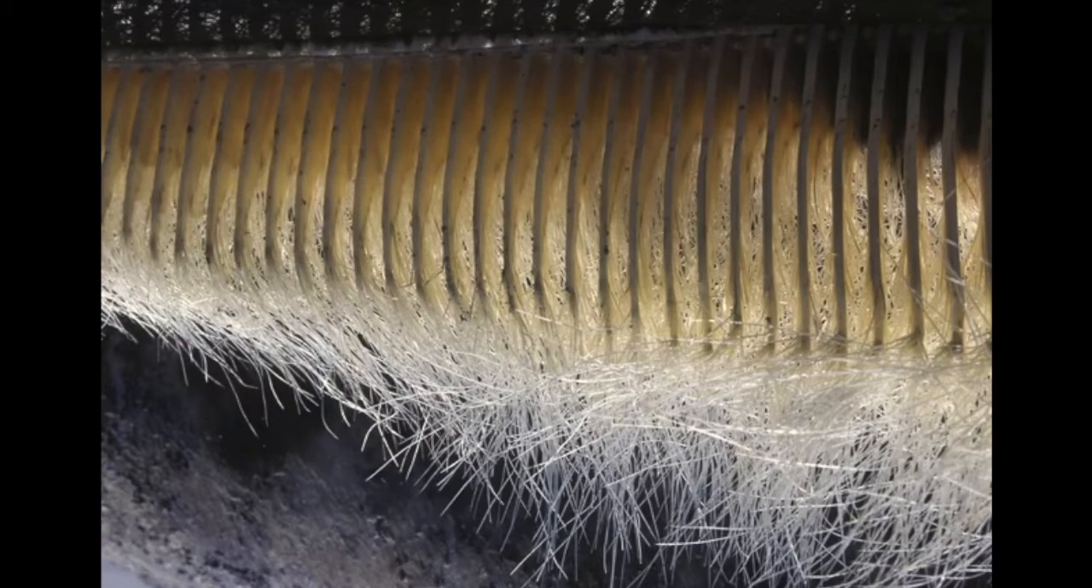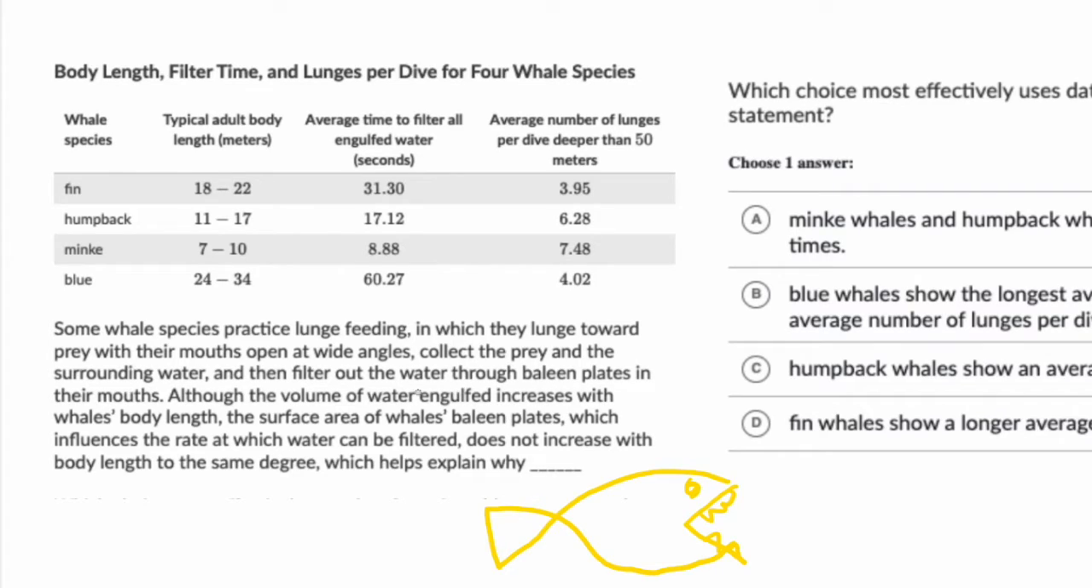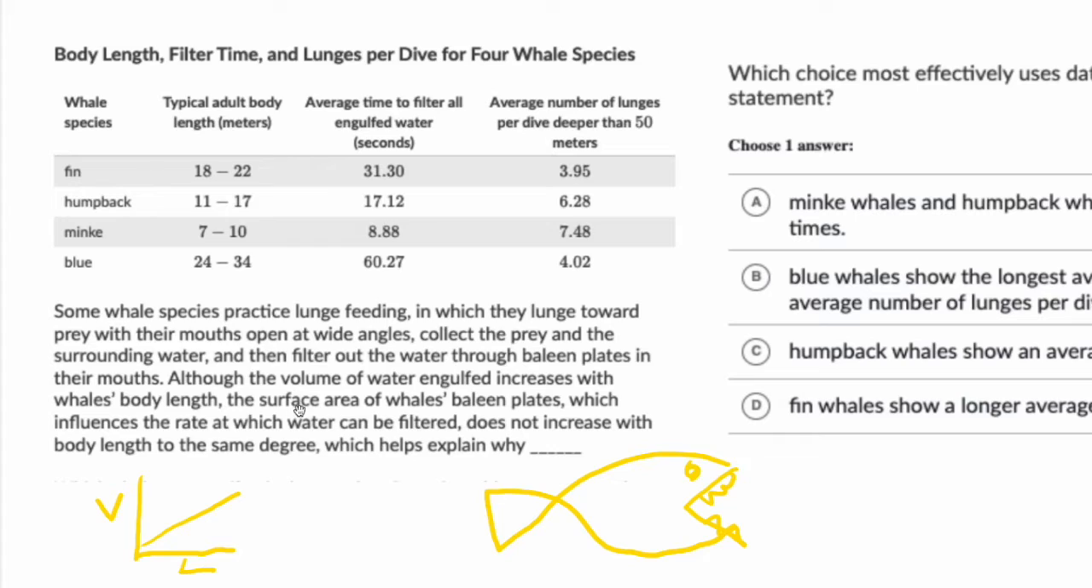But anyway, we'll keep on moving. So although the volume of water engulfed or swallowed increases with the whale's body length, the surface area of whales' baleen plates does not increase with body length to the same degree. I'm going to put surface area in red and just say that it might increase, but not to the same degree.